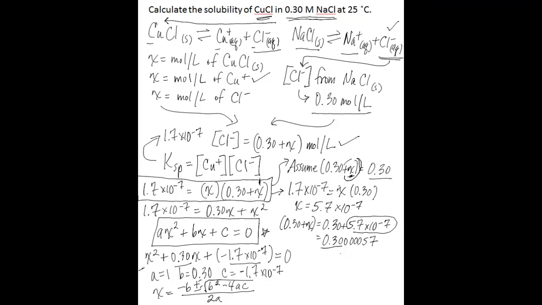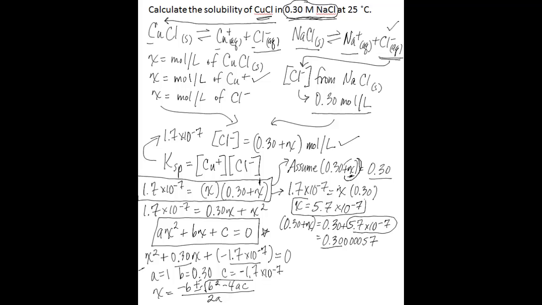So because in the initial problem we're given that we have copper chloride in a solution of 0.3 molar sodium chloride, we're only dealing with two significant figures, so that 5.7 times 10 to the negative 7 does not matter. So we can make that assumption. So now we've already solved for x.